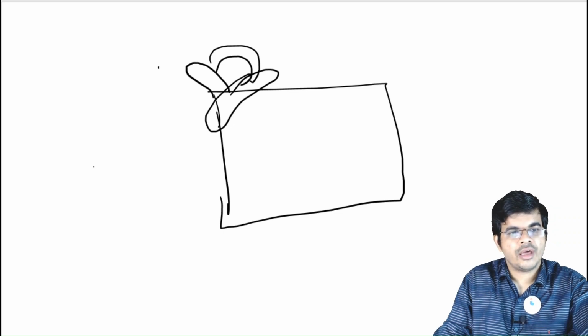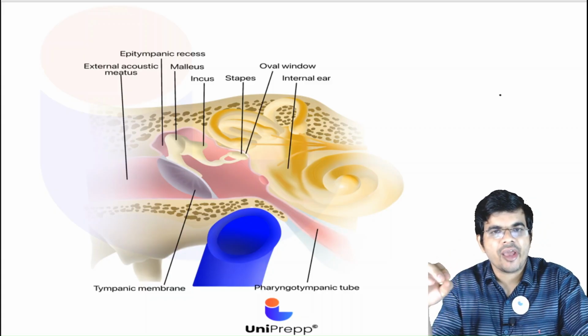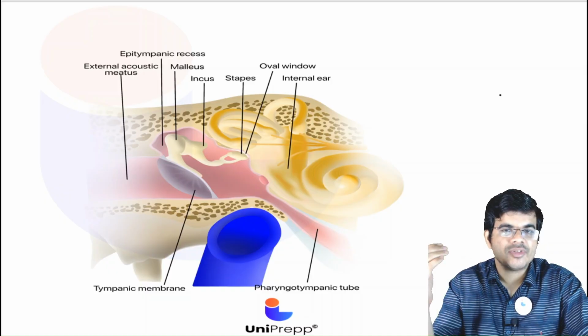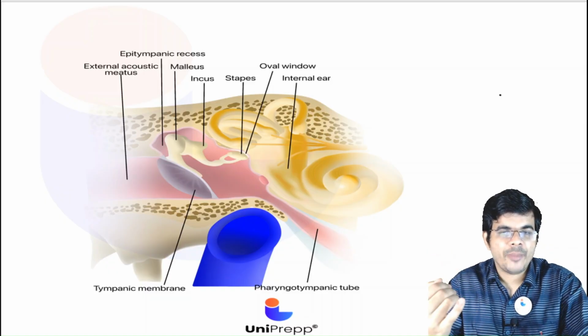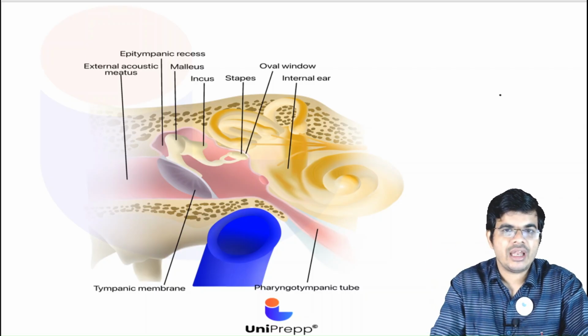Now coming to the anatomy of the middle ear. The middle ear is kind of like a six-sided box. It has got six surfaces. And what are these surfaces? They are lateral and medial surface, the posterior and anterior surface, the roof and the floor. And we'll start with the lateral surface.